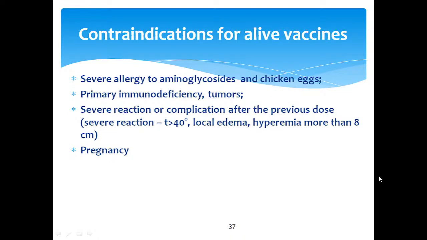What are the contraindications for a live vaccine? Severe allergy to aminoglycosides and chicken eggs, because microbiologists grow the virus in chicken eggs. Severe reaction or complication after the previous dose. Primary immune deficiency, tumors and pregnancy.